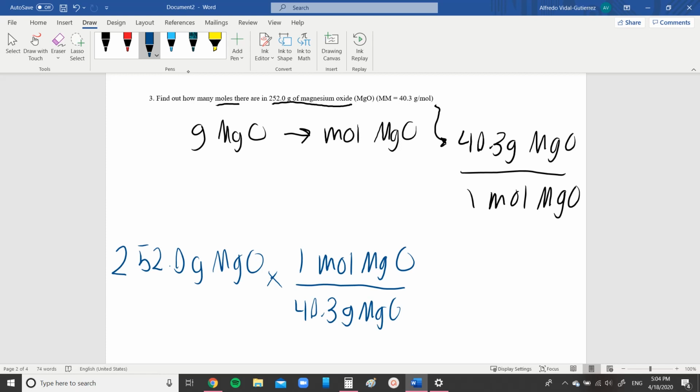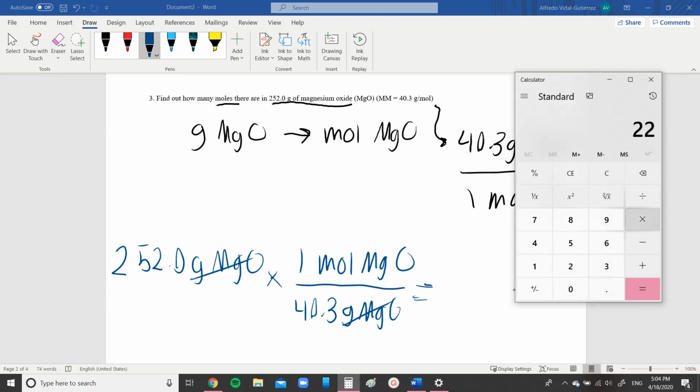So grams of magnesium oxide cancels with grams of magnesium oxide, and the unit that you're left with is moles of magnesium oxide. And all you have to do is just divide 252 by 40.3. And your final answer would be 6.25 moles of MgO.